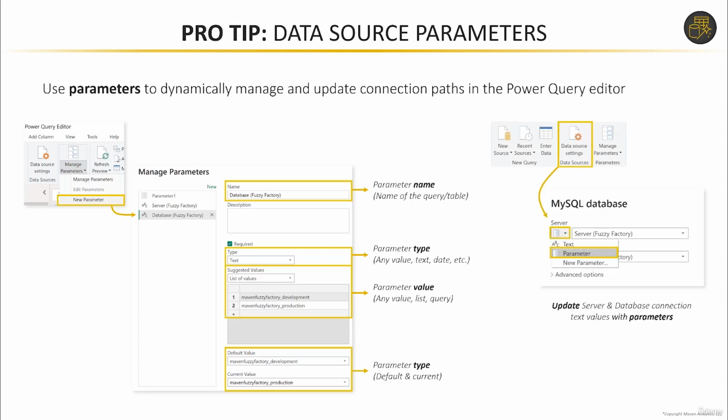Once the parameter is configured, we need to update the data source connection credentials from a text-based field to the parameter that we created. And then after that, we'll be able to check the M code of our query connections and see that it's updated. So let's head over to Power BI and I'll walk you through this.